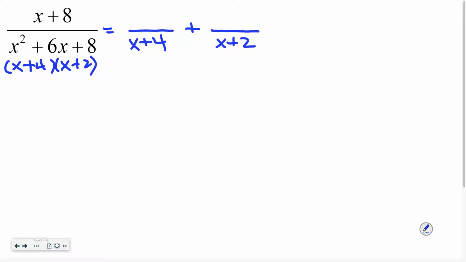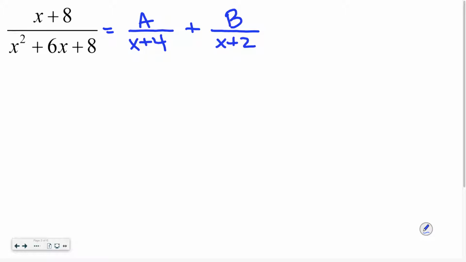Now, if you set this up flip-flop, that is fine, but if you want to follow my work, you're either going to have to understand that A and B are going to be switched for you. If you think that's too much for your brain to keep track of, then set it up like we did up here, where A is above x plus 4 and B is above x plus 2. That's how we set it up, right?